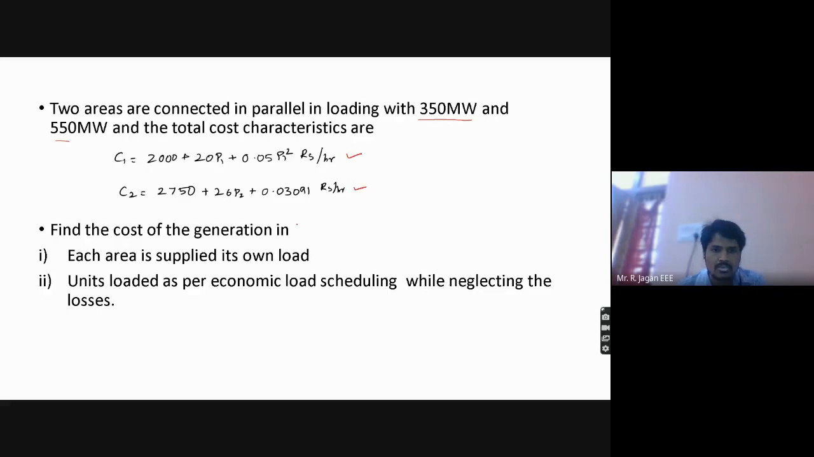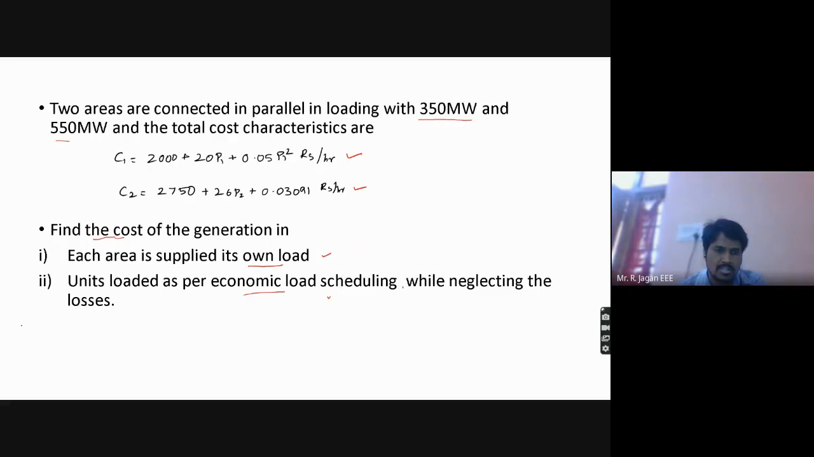Now from this question you have to find the cost of generation. Each area is supplied its own load and units loaded as per economic load scheduling while neglecting the losses. So we are doing the problems where neglecting the losses only. Given two characteristics for two generators, you have to find the cost of each area supplied by its own load as well as supplied with economic load scheduling.